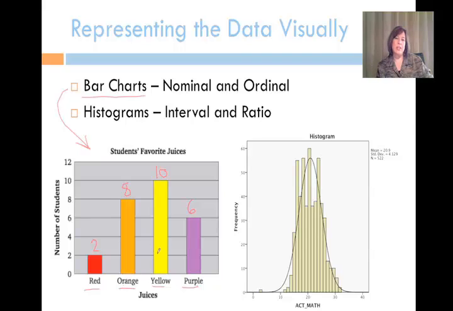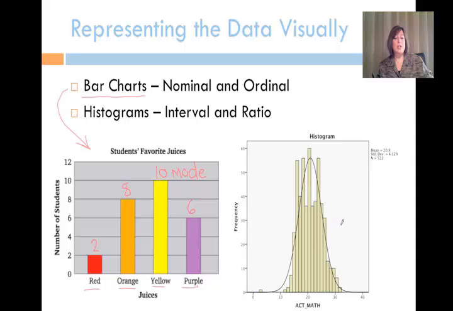The nice thing about representing data visually is that right away you can see what the most frequent response category was. And so in this case, right away you can tell that the mode was yellow juice. And, I mean, this was a nominally measured variable. These were just labels for different kinds of juice. And that's the proper measure of central tendency for nominally measured variables.